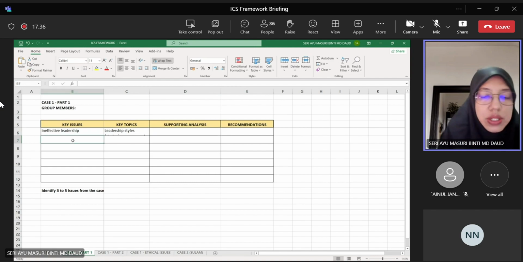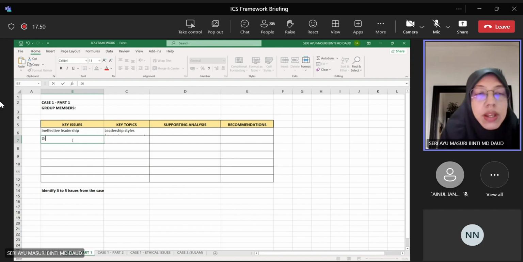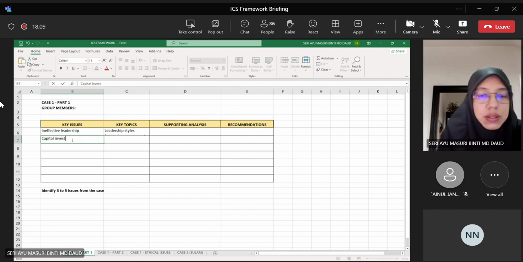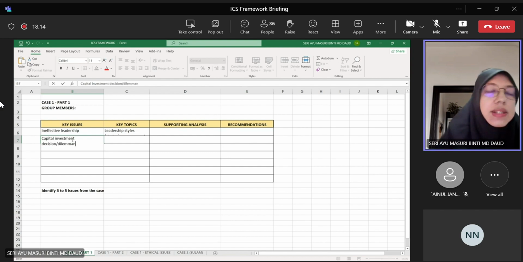let's say the second issue has to do with you having limited capital, but you think you have a good investment opportunity. For example, you want to diversify, you want to set up a new branch. So what issue is it? Maybe just put it as capital investment decision or dilemma. Okay, let's say that's an issue.